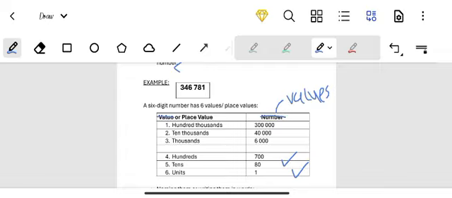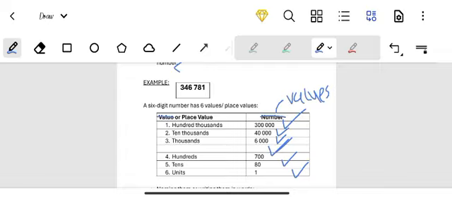So let me crush that number so that we can see that we're dealing with the values. And then what's the hundreds? It's the 700. And then you write it down there. The third one is thousands. So it's 6,000, 10,000, which is 40,000. And then 100,000, we have 300,000.